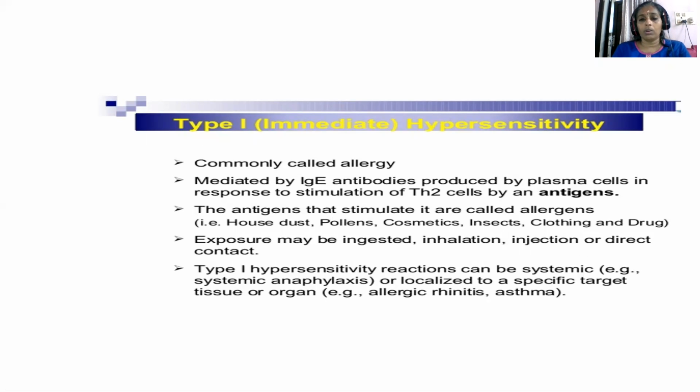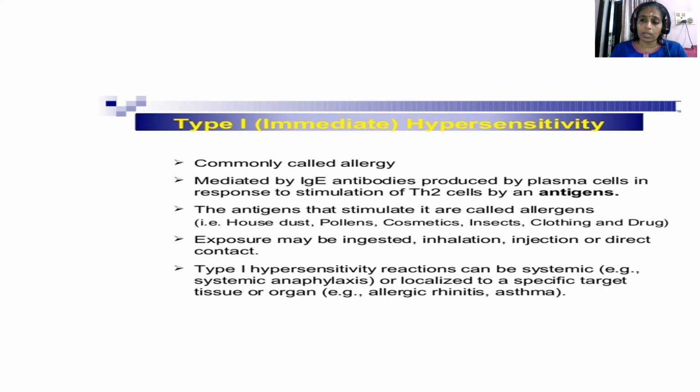Type 1 we also call the immediate type of hypersensitivity reaction. We also call it allergy. That is the normal terminology, as we all know. As laymen, we all know what allergy is. But here the antibody is IgE, produced by plasma cells in response to stimulation of Th2 by antigens.